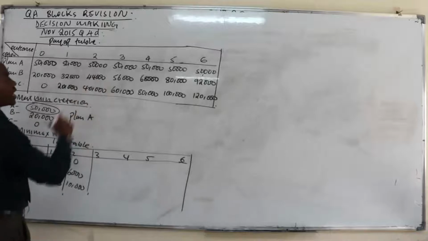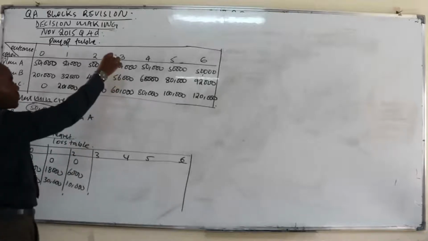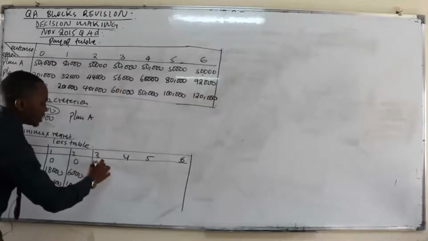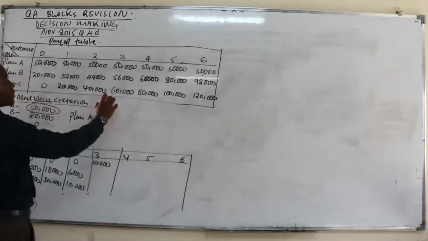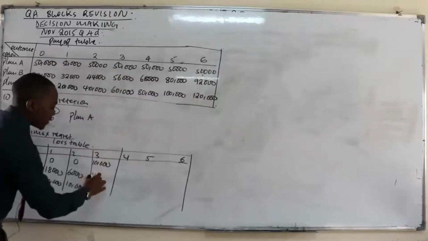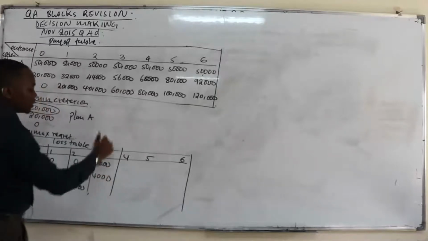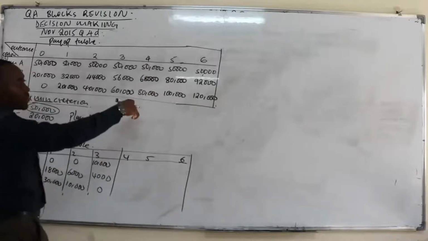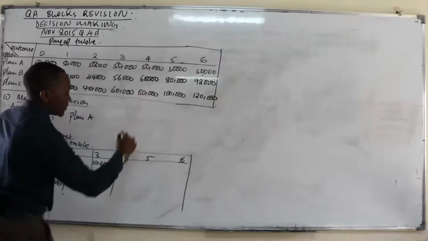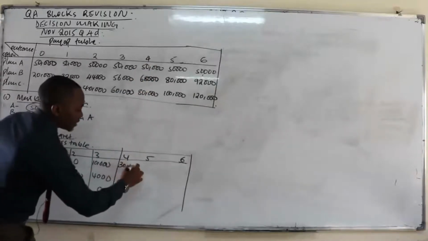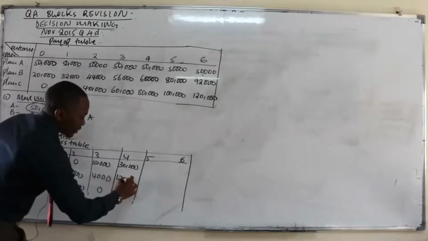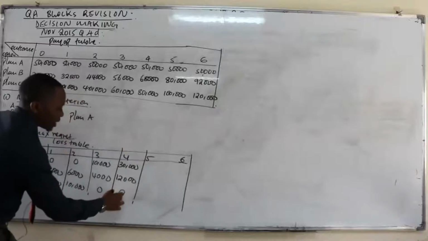If you sell 3 houses, the maximum from that column is 60. 60 minus 50, you get 10,000. 60 minus 56, you get 4,000. And then 60 minus 60, you get 0. If you sell 4 houses, the maximum is 80. 80 minus 50, you get 30. 80 minus 68, you get 12. 80 minus 80, you get 0.